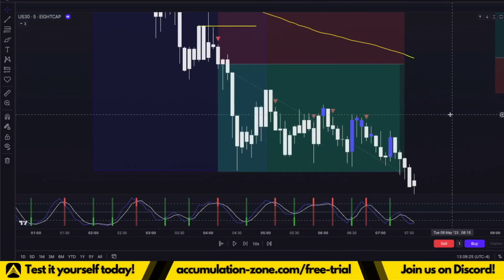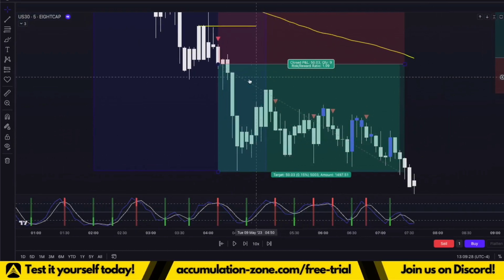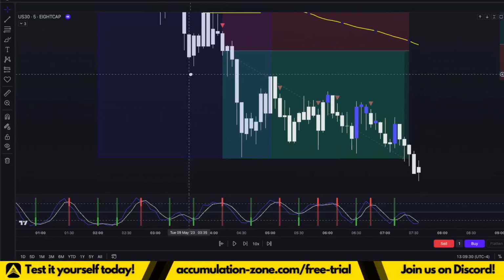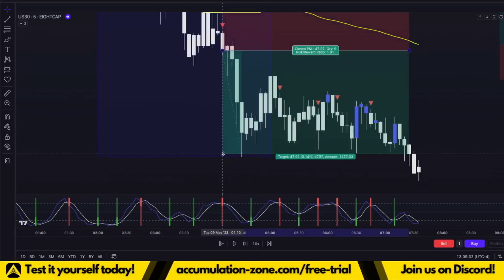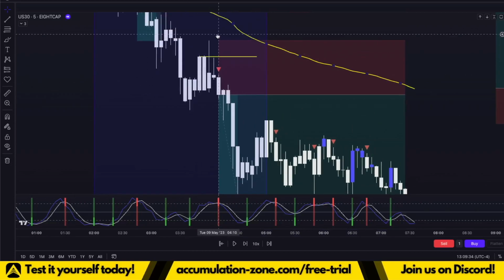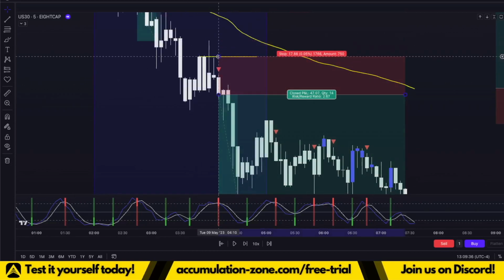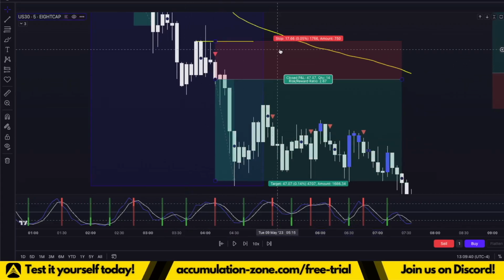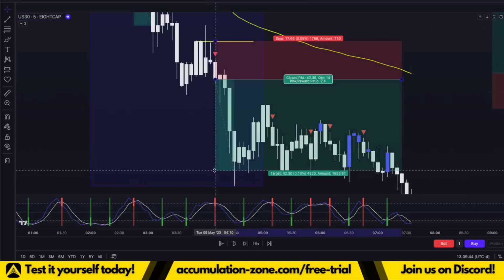But this is exactly what I mean. I prefer to have my stop smaller and therefore my take profit targets being hit quicker because I am a low time frame scalper and this is a low time frame scalping strategy. Small stops, 2 to 1 risk to reward, that's all we're looking for.